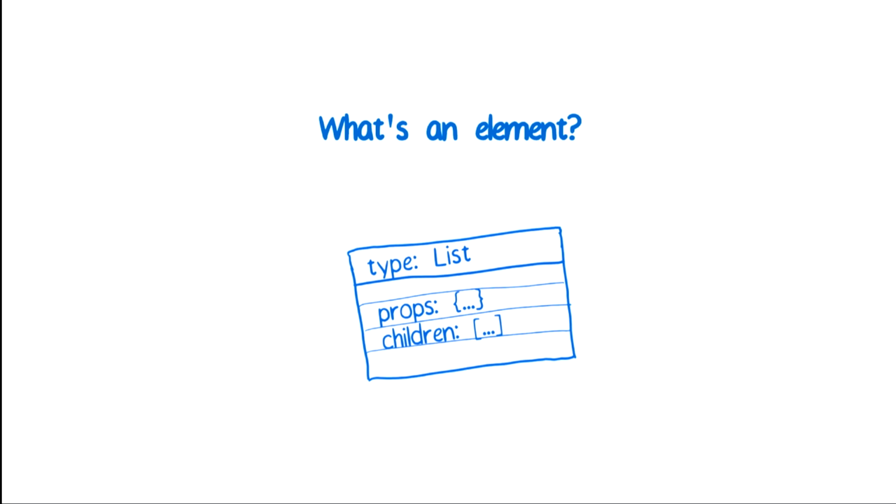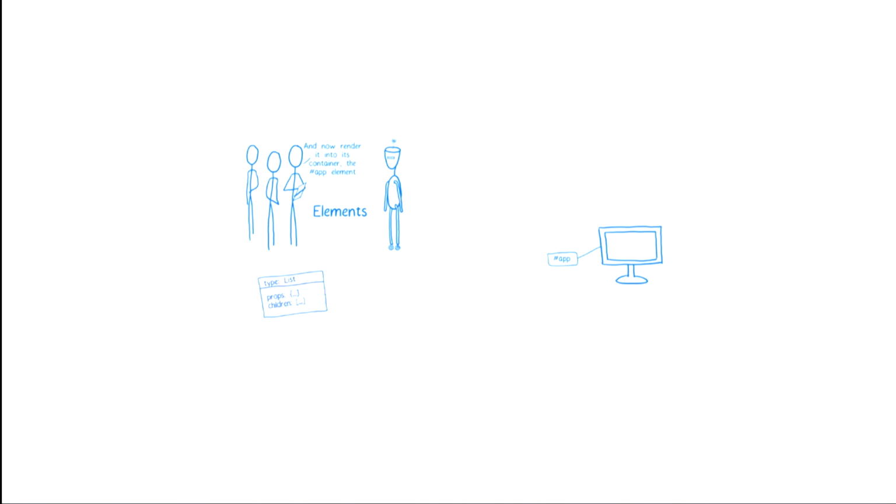So your code asks for an element, and React creates it. And then your code tells React to start rendering. This is ReactDOM.render. Your code tells React to start rendering that element into the container. And this begins construction of React's render tree.